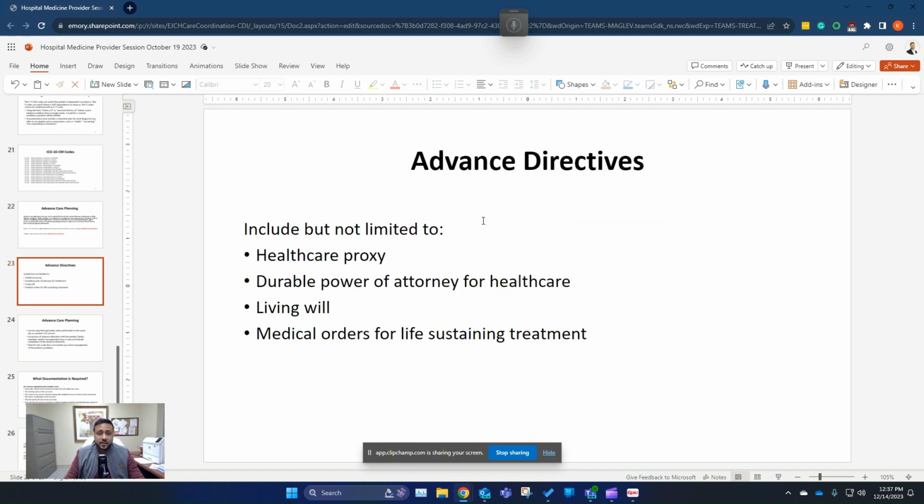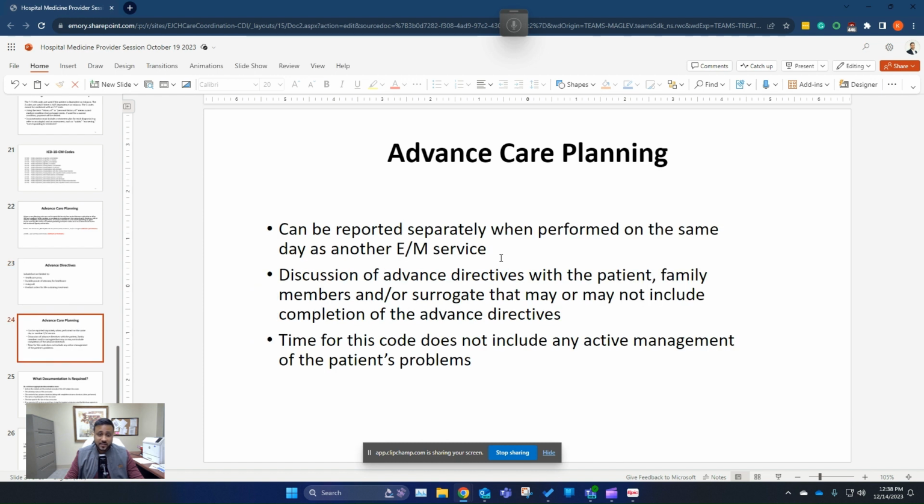This is not limited to talking about healthcare proxy. If they're going to go into surgery, and if it's a high risk surgery, questioning them about who's going to be making decisions when you're under if something were to happen, durable power of attorney for healthcare, having a living will or an advanced directive, and then medical orders for life sustaining treatment. All of this is included in this discussion. It will be reported separately when performed on the same day of service as the E&M.